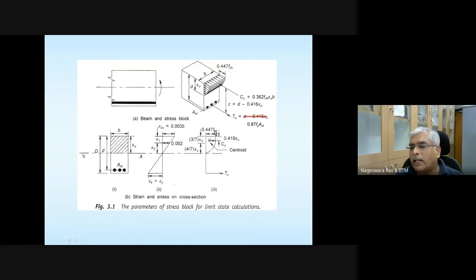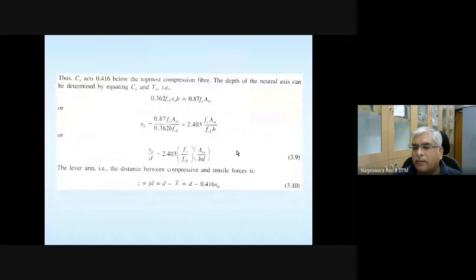Once the grade of concrete is known, I can draw this. I can get the numerical values of everything except the neutral axis depth. Once the grade of steel is fixed, I know fy, so I also know 0.87 fy, and if area of steel is given, as in an analysis kind of question, I can find the total tensile force. So the only unknown is the neutral axis depth.